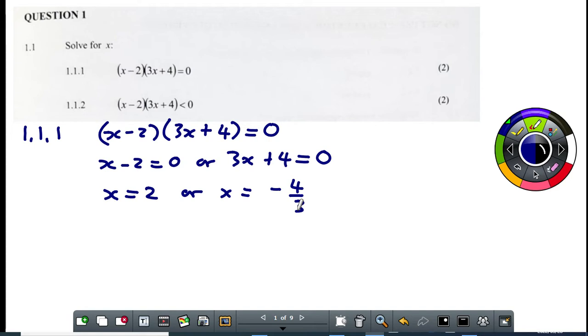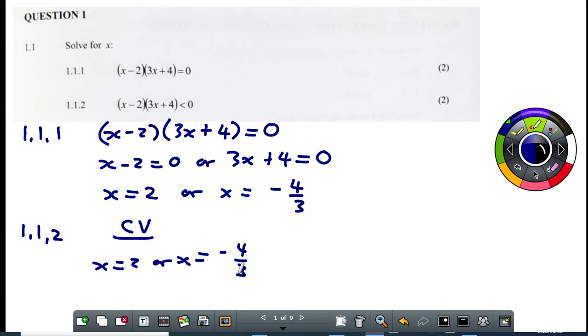Then we are done. Then 1.1.2 now, that's a quadratic inequality, because if you multiply the first binomial by the second one, obviously you get a quadratic inequality. But each trinomial was already factorized. So we have our two critical values there. The solutions to 1.1.1 are our critical values for 1.1.2. So our critical values will be x equal to 2 and x equal to minus 4 over 3.